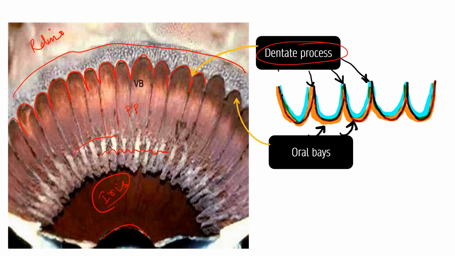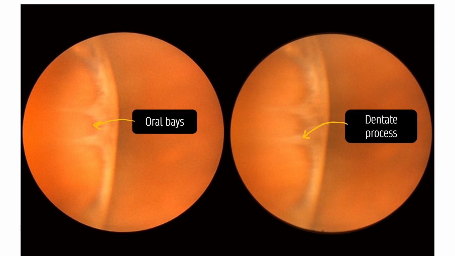Okay, you can see over here, the pointed ones are the dentate processes. And these rounded tips of the pars plana are known as the oral bays. So these hemicircular things are known as the oral bays. I hope that is clear, what is meant by dentate process and the oral bay. Okay, now let us see a few diagrams and try to understand.